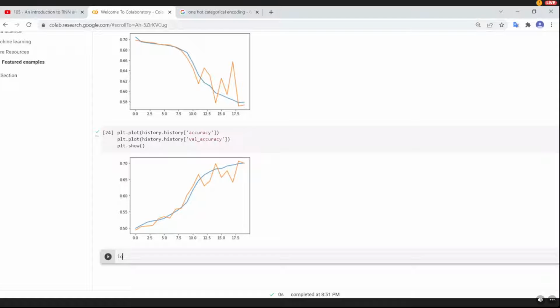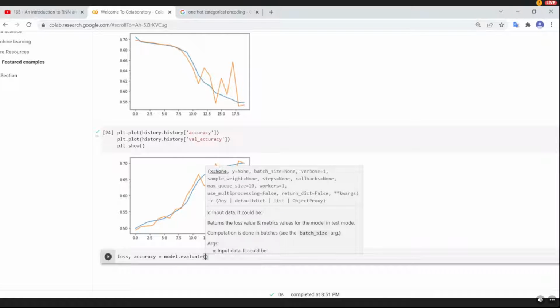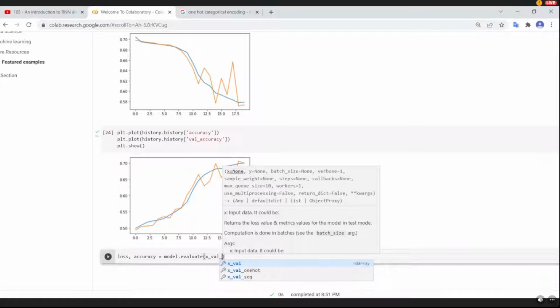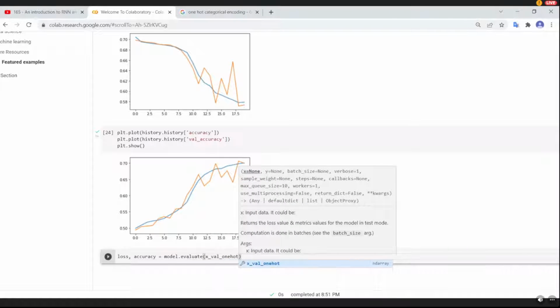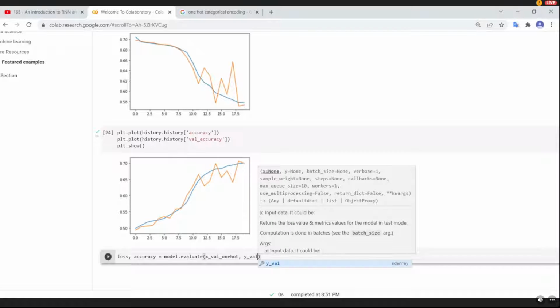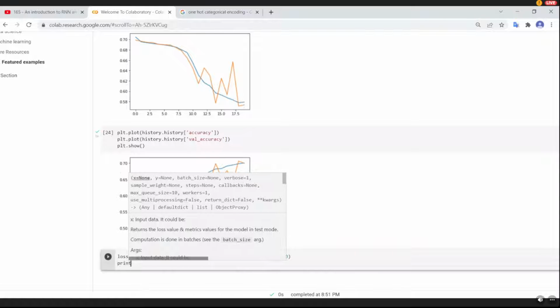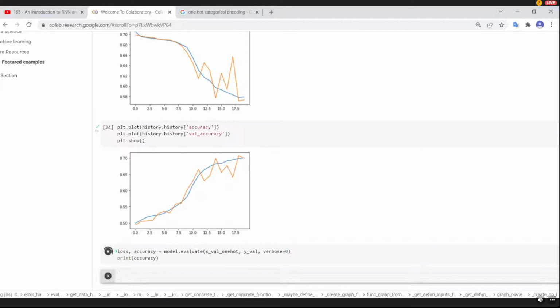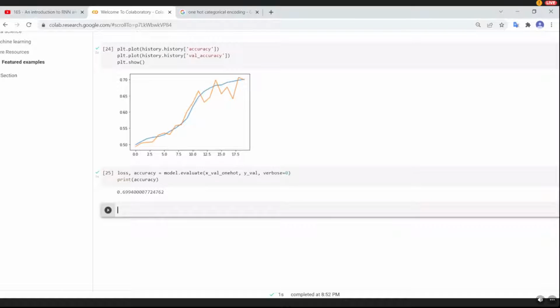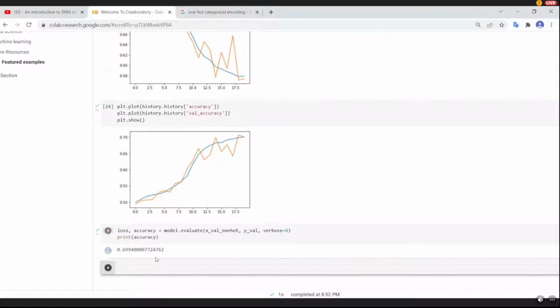So our final code will be loss, accuracy = model.evaluate, x_test, one-hot y_test, then print the accuracy. Yeah, so our accuracy in total is around 70% correctness.